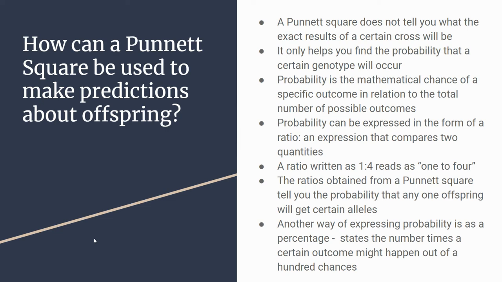Rewrite the ratio to express the probability out of 100 by multiplying each side of the ratio by the same number, such as 25. In this case, 4 times 25 gives you 100. The top number is 50. So we convert this to a percentage, 50%.